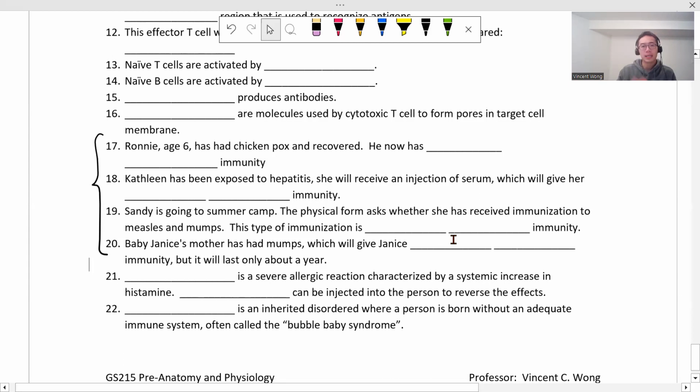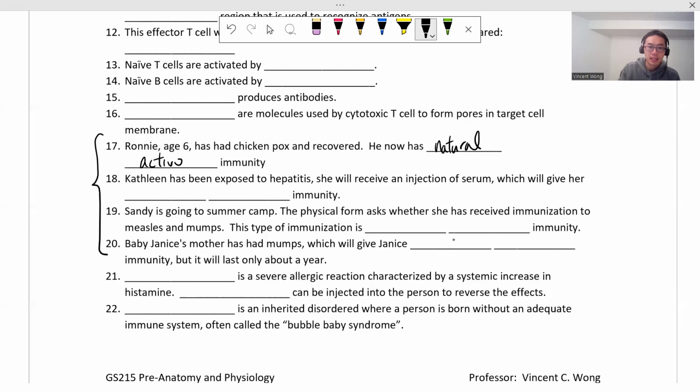Natural. The easiest way to figure out if it's natural or not is, did you inject something? You did not, right? Okay, so this is natural. And is it active or is it passive? Did he make his own antibodies or did someone give him his antibodies? Active. That's right. So this is natural active.